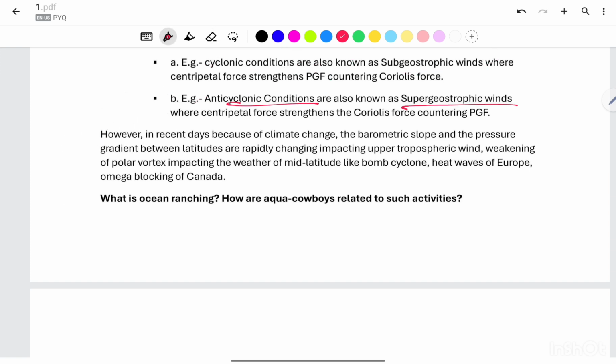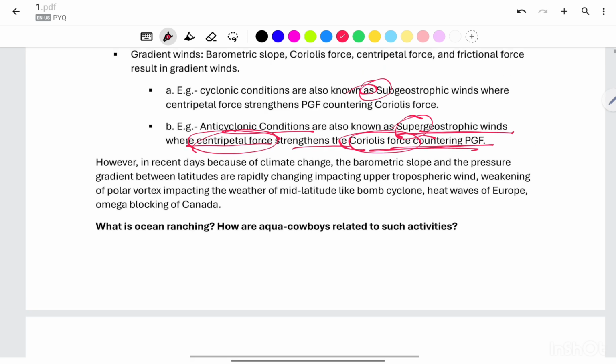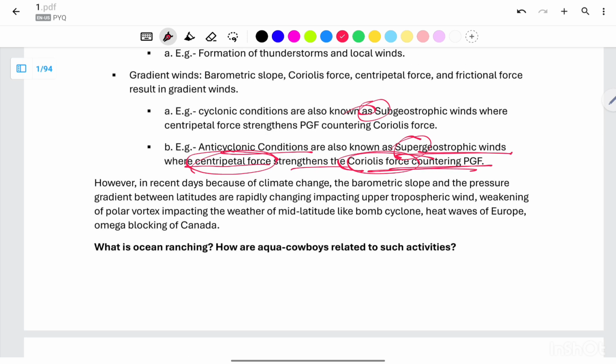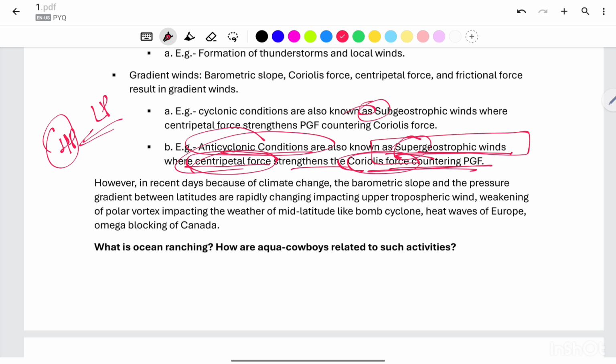Anticyclonic conditions are called supergeostrophic winds, where the centripetal force strengthens the Coriolis force, countering the pressure gradient force. High pressure is in the center, and then low pressure outside. Low pressure to high pressure is anticyclonic conditions, right? They are known as supergeostrophic winds: subgeostrophic and supergeostrophic.